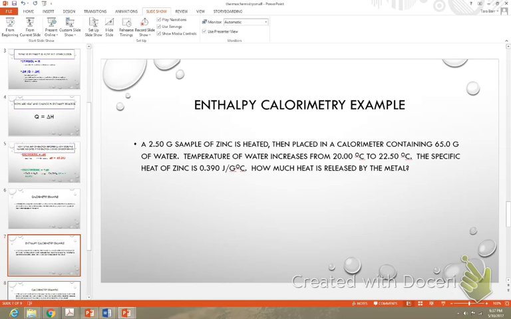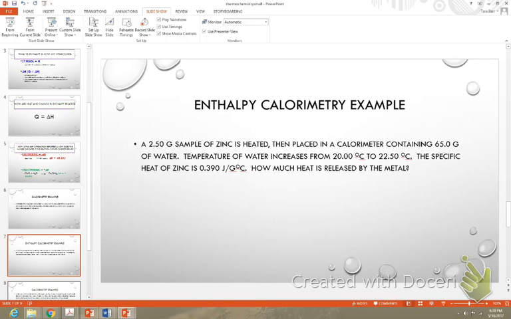Now I've got a 2.5 gram sample of zinc that's heated, and you pop that in a calorimeter containing 65 grams of water. The temperature increased from 20 to 22.5 degrees Celsius, and it gives you the specific heat of zinc. How much heat is released by the metal? Here's kind of the trick. If they're giving you a lot of information about the zinc, make sure that you're using all the information on the metal and you're not worrying about the water.